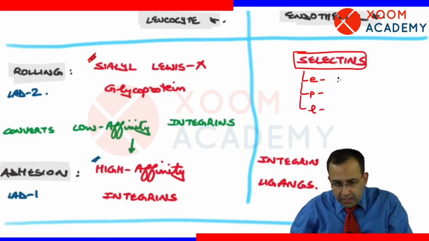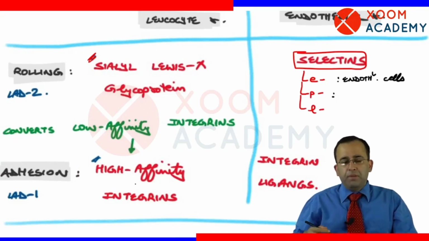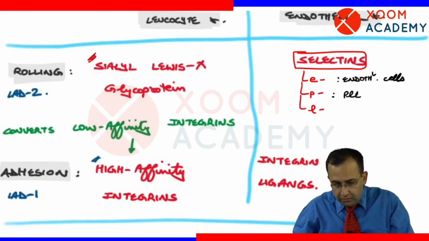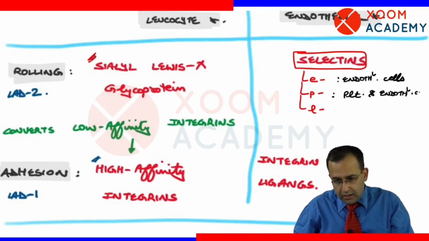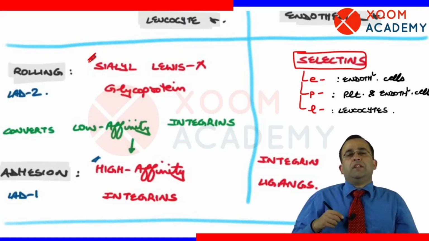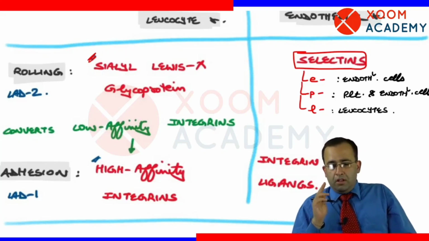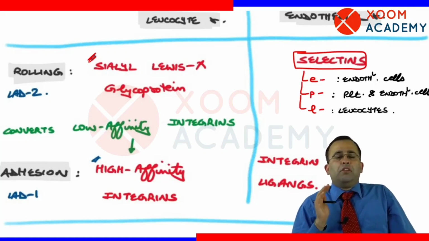E-selectins, they are present on endothelial cells. P-selectins, they are present on platelets and endothelial cells, versus L-selectins which are present on leukocytes. Which selectin plays a major role in inflammation?